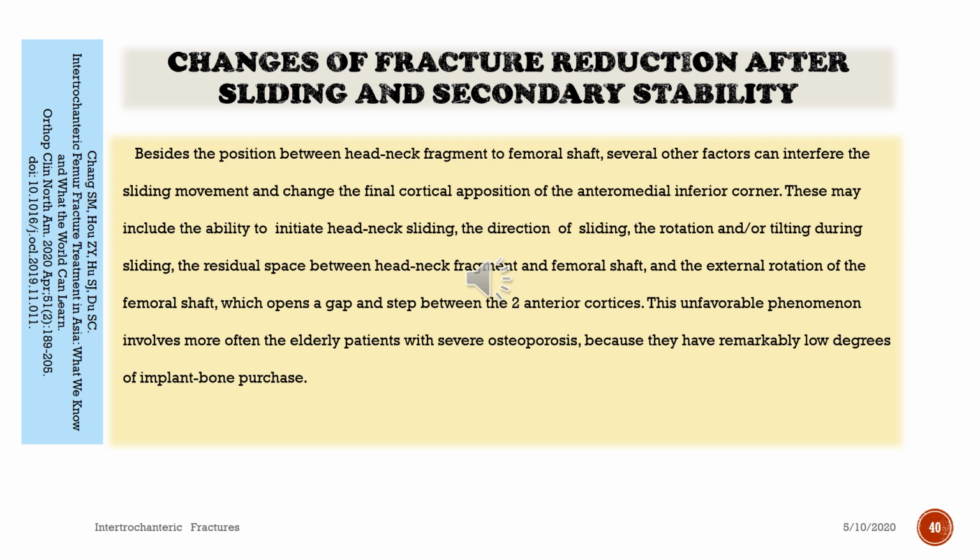Besides the position between the head neck fragment to the femoral shaft, several other factors can interfere with the sliding movement and change the final cortical apposition of the anteromedial inferior corner. These may include the ability to initiate head neck sliding, the direction of sliding, the rotation and/or tilting during sliding, the residual space between head neck fragment and femoral shaft, and the external rotation of the femoral shaft, which opens the gap and step between the two anterior cortices.